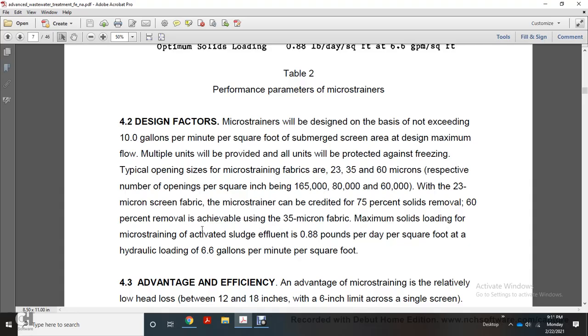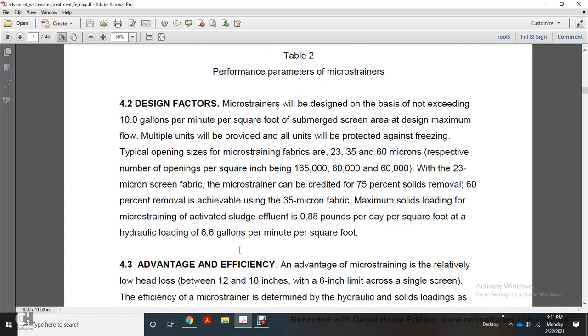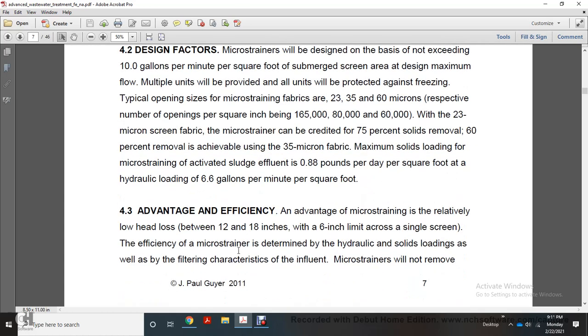Maximum solids loading for micron straining activated sludge effluent is 0.88 pounds per day per square foot at a hydraulic loading of 6.6 gallons per minute per square foot. Advantage, efficiency: micro straining has relatively low head loss, between 12 and 18 inches of the 6-inch limit across a single screen. Efficiency of micro straining is determined by the hydraulic and solids loadings as well as the filter characteristics of the effluent.